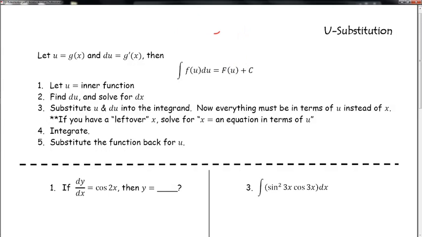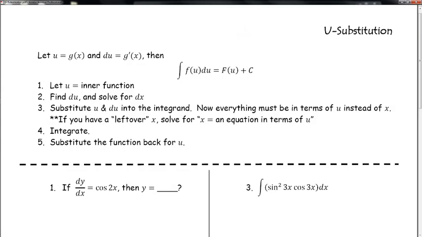We're going to do the same thing in calculus. And so we're going to let u be g of x and du be g prime. If you have a complex function, we're going to be letting u equal the interior part of a complex function. So let u equal the inner function. We're going to find du and then solve for dx and substitute u and du into the integrand.